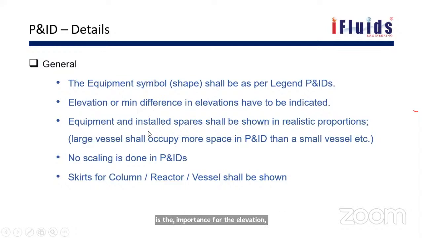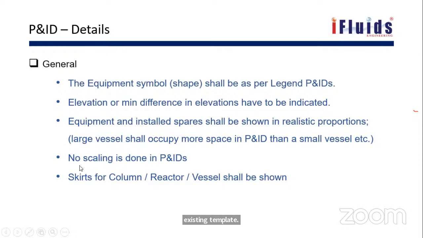And equipment and instruments shall be shown in their realistic proportions. Large vessels occupy more space in the P&ID than a small vessel. For example, if we are showing a column and an exchanger, the exchanger will be horizontal and the column will be vertical. We should not show an exchanger bigger than a column. This we know by default, and we need to follow the standard. Once we make the P&ID, everything has a standard. If you take a column and a vessel, the vessel will be smaller than a column. Accordingly, the standard legend will be made, so that no one can oversize or misunderstand the existing template.